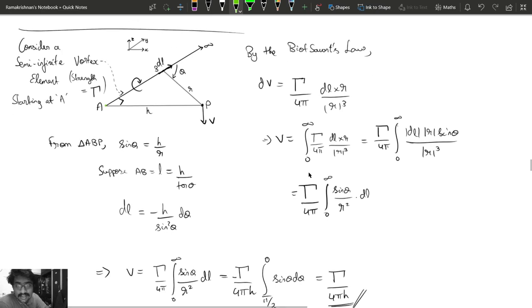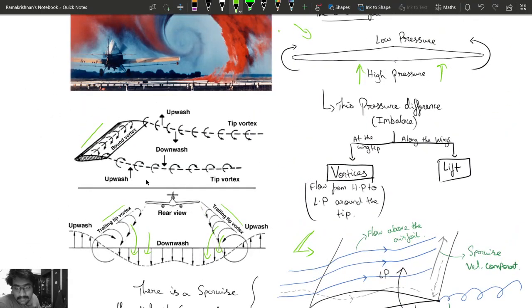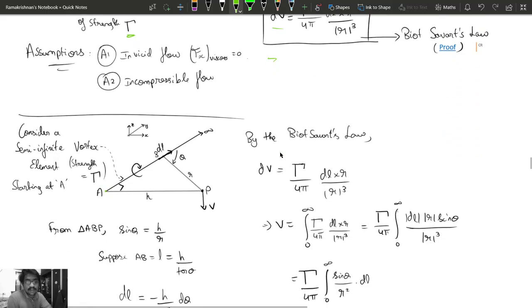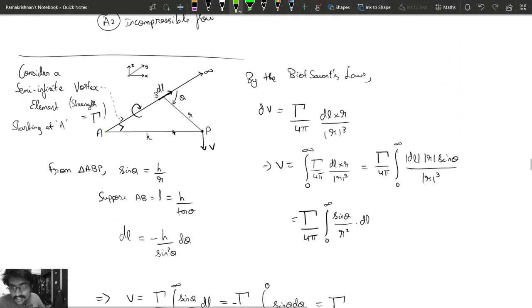The reason we are looking at a semi-infinite vortex is that in the initial figure that we looked at, we have trailing vortices like this, and we have a bound vortex like this. We can see that the trailing vortices are semi-infinite vortex filaments because they start at this point and go till infinity. That is the reason why we want to calculate the induced velocity due to the semi-infinite vortex. So this is a diagrammatic representation of a semi-infinite vortex.